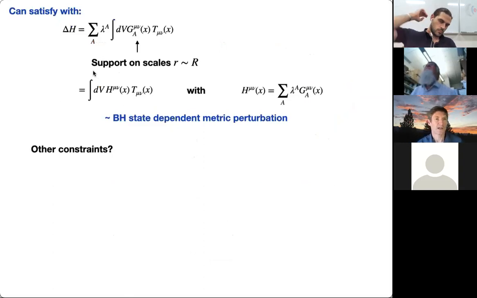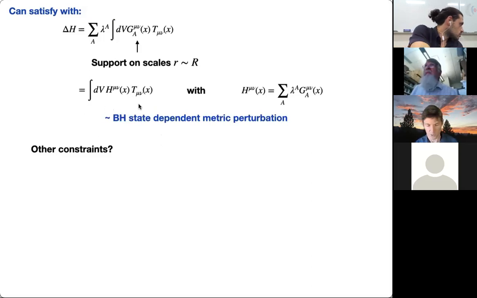So we can satisfy those conditions by rewriting these operators as just couplings to the stress tensor with what are effectively form factors. And these form factors have support on scales of order the event horizon size. Then we can take this expression and reorganize it by combining the operators acting on the black hole part of the state and these form factors. We can reorganize it as something that looks like what is effectively a metric perturbation times the stress tensor. But this is a black hole state-dependent metric perturbation. So that is, with these assumptions, the form of the interactions.